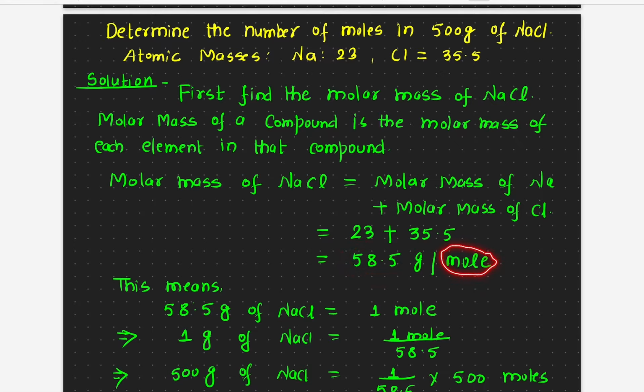And if we need to find out the 1 gram of sodium chloride means how many moles, we simply divide 1 mole by 58.5. And now if I have to find out the 500 gram of sodium chloride, we need to multiply by 500. That tells me the number 8.547 moles. So that means if I take 500 gram of sodium chloride, the number of moles I will have is this number of moles.